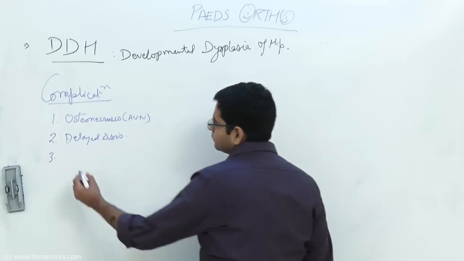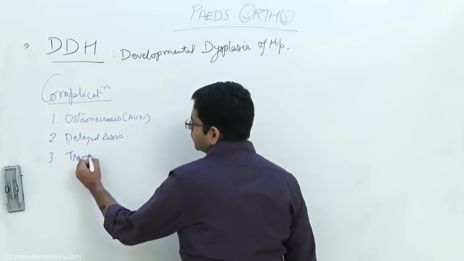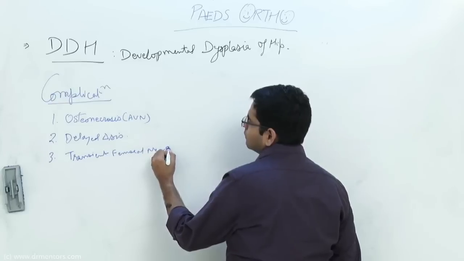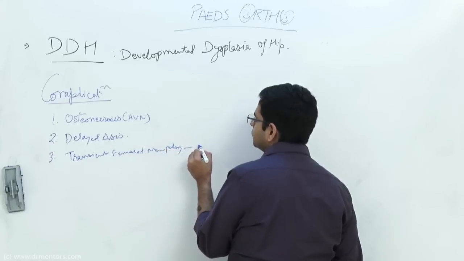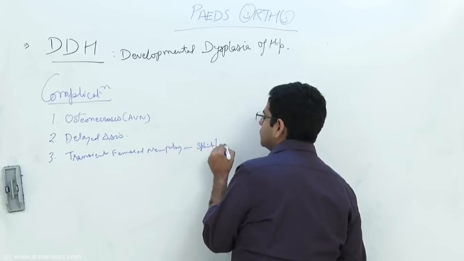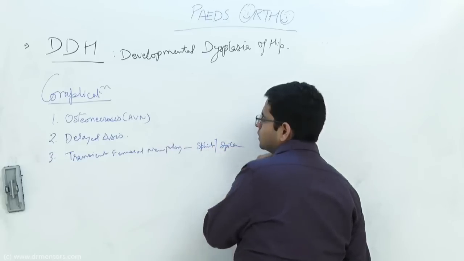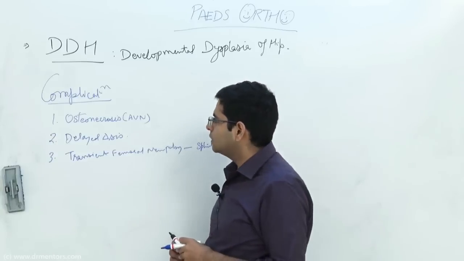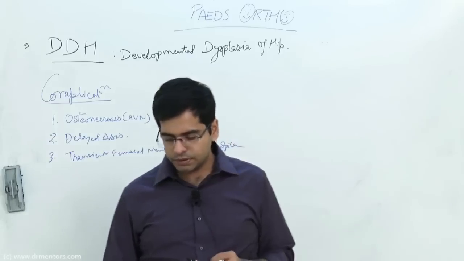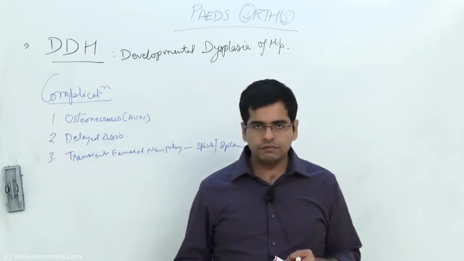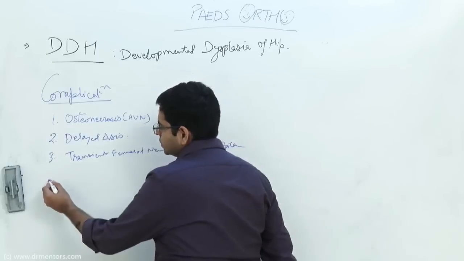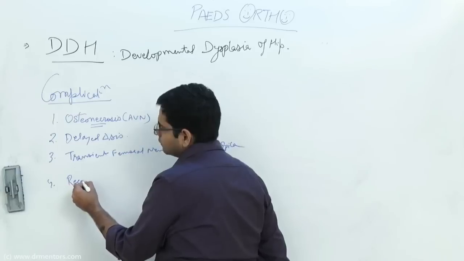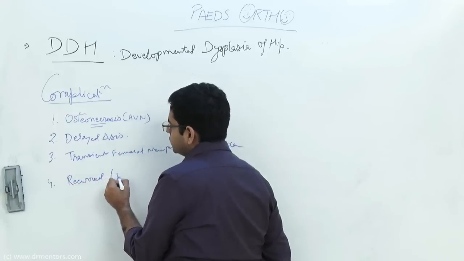Then there can be transient femoral nerve palsy with pelvic horn splint or spica. And there can be recurrence with those spicas and splints. And then there are complications of surgeries. Complications of surgeries are again osteonecrosis, recurrence, or failed surgery.